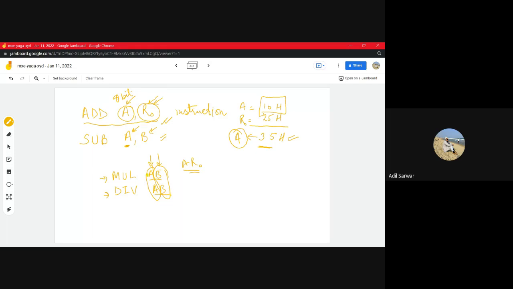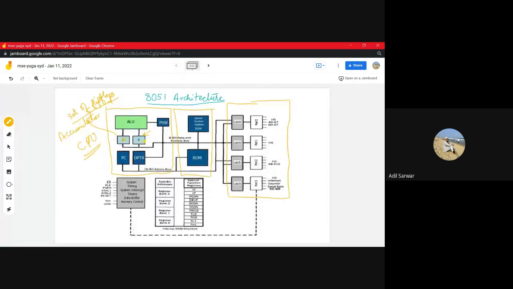We'll discuss what happens during the execution of these instructions in detail when we discuss the various instruction set of 8051. Right now, I am just talking about these two registers, A and B. Register A is called the accumulator, and B is a register which is used in multiplication and division operations. Okay.